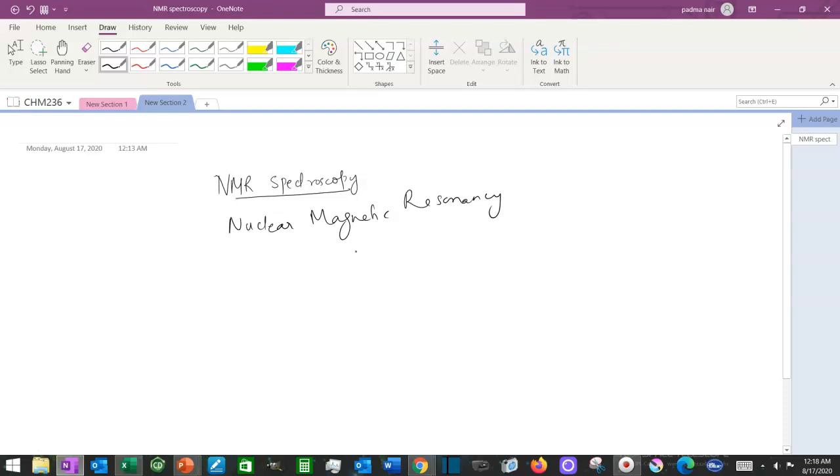Now, NMR spectroscopy involves the study of interaction between electromagnetic radiation and the nuclei of some atoms. Which atoms are NMR active? Not all of them. Some examples of NMR active nuclei include proton NMR, or H1.